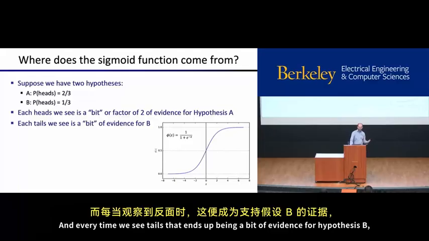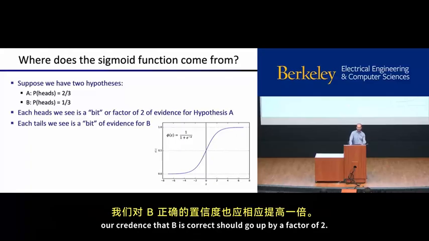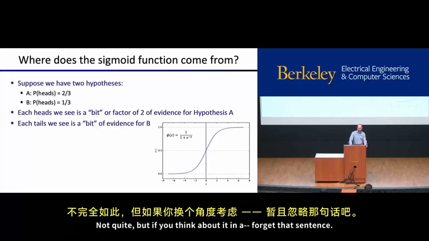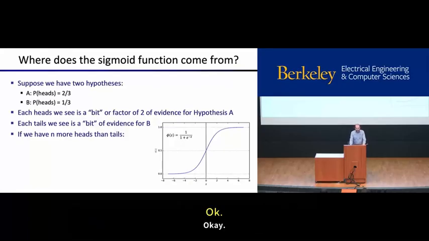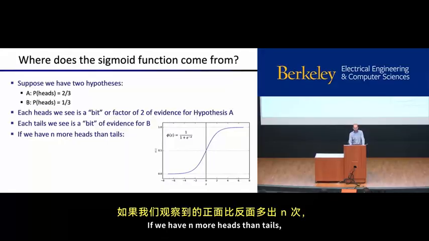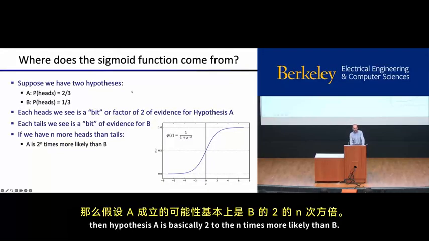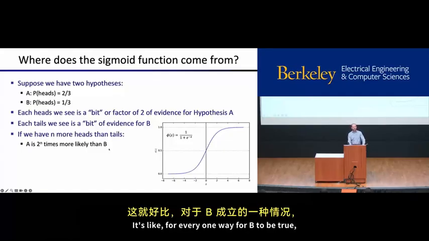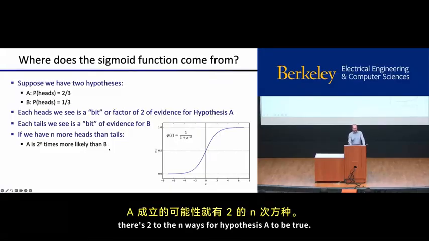And every time we see tails, that ends up being a bit of evidence for hypothesis B. Our credence that B is correct should go up by a factor of 2. Not quite, but forget that sentence. Okay, if we have n more heads than tails, then hypothesis A is basically 2 to the n times more likely than B. It's like for every one way for B to be true, there's 2 to the n ways for hypothesis A to be true.